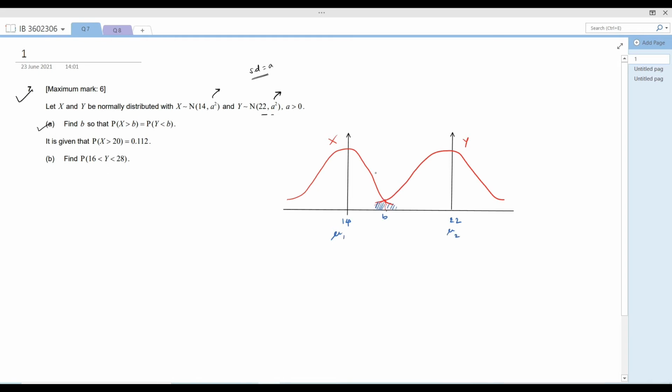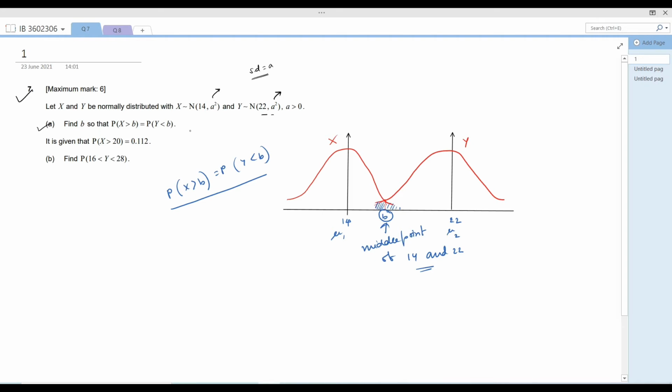Basically the drawing has some minor differences there, but P of X greater than b equals P of Y less than b, so b must be the middle point of 14 and 22. So in this sense, B will be the midpoint of 14 and 22, somewhere here it will sit. But as I am drawing by hand, there are some minor differences. So please pardon me for that.